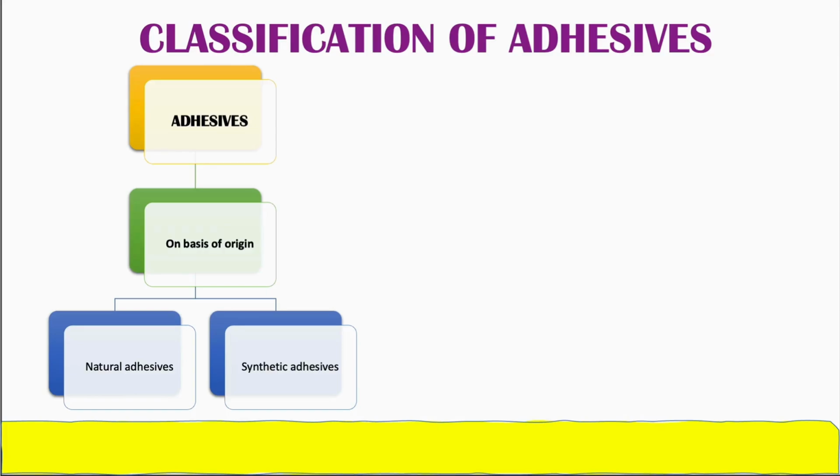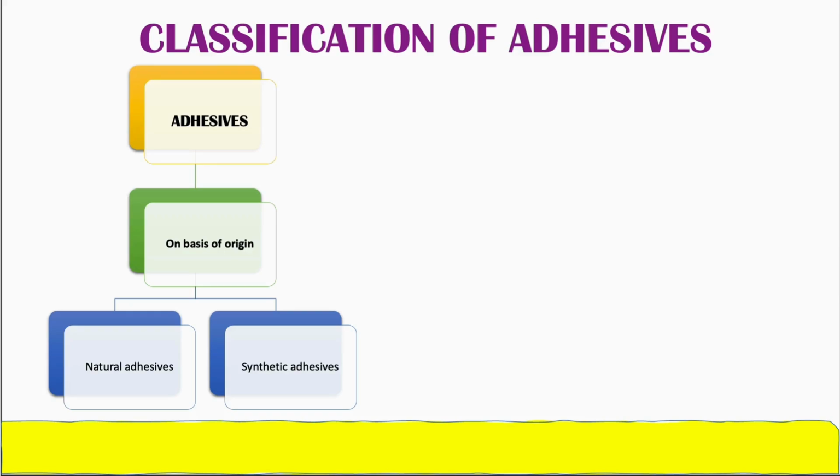Classification of adhesives on the basis of origin. As the name suggests, from where do we get the adhesive? If we are able to get the adhesives from natural sources, they are called natural adhesives or glues. For example, animal glue is prepared by boiling animal bones and connective tissues containing protein. Therein we get the animal glue.